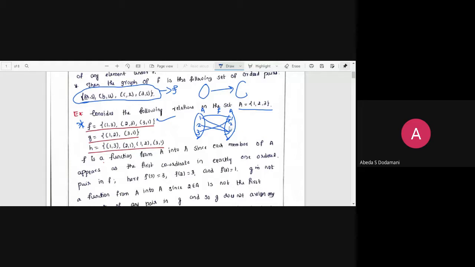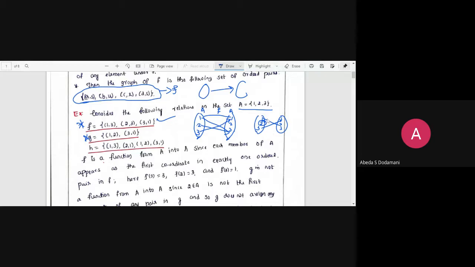So what about G? If I draw for G, let's see. It is 1, 2, 3 and 1, 2, 3. Here 1 is going to 2, and 3 is going to 1. What about 2? There is no mapping for this 2. But as per the definition of a function, each and every element of A should map. So 2 is not mapping to any element. Is it a function, guys?